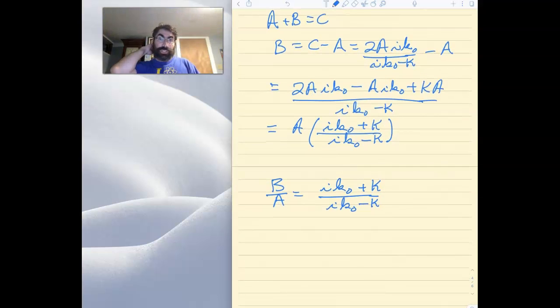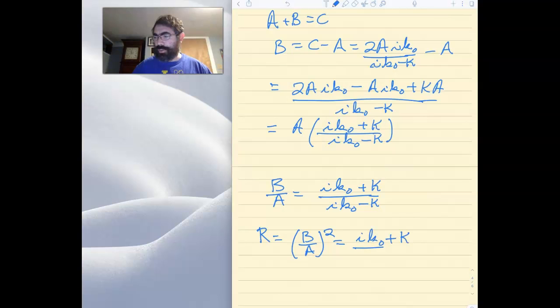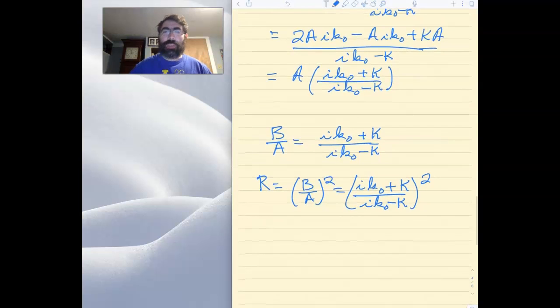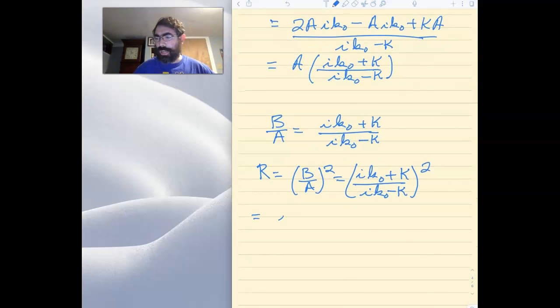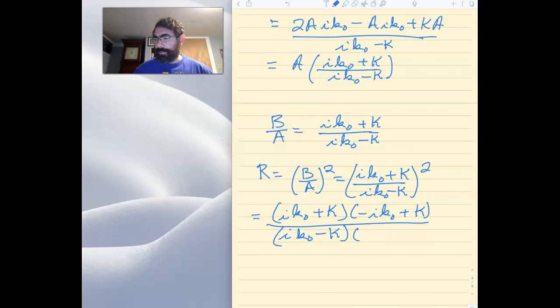And so now we can formulate A over B, which is iK0 plus kappa over iK0 minus kappa. If we want to calculate the reflection coefficient, we square it, which would be iK0 plus kappa over iK0 minus kappa, quantity squared. But really, when we're squaring it, we're taking the complex conjugate and multiplying it. And so when we do that, we get iK0 plus kappa times minus iK0 plus kappa, divided by iK0 minus kappa times minus iK0 minus kappa.